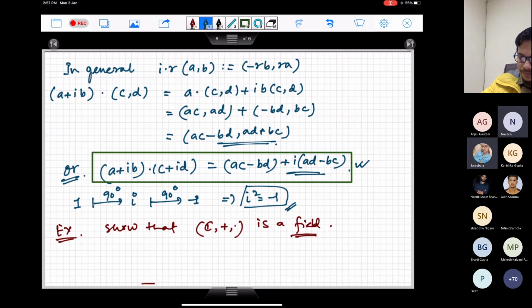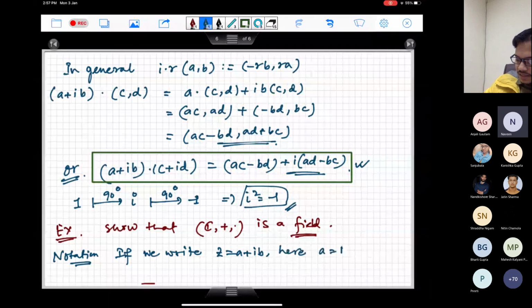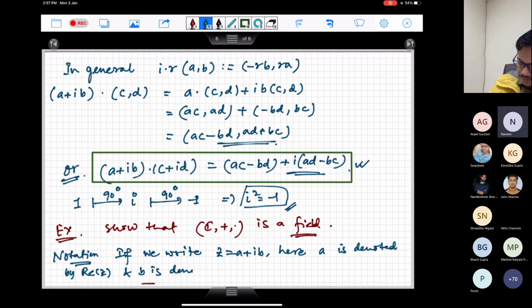Fine. Okay. Now, just to tell you one small notation. If we write z as a plus ib, here we take a as the real part of z, and b is denoted by the imaginary part of z. Okay, so this is how the notation works. So the real part of the complex number is denoted by Re z, and the imaginary part of the complex number is denoted by Im z. Okay, fine, great.